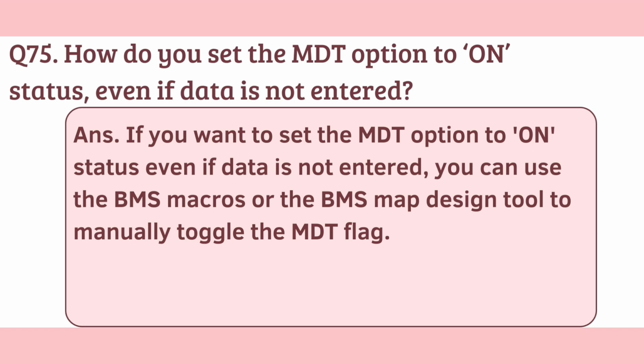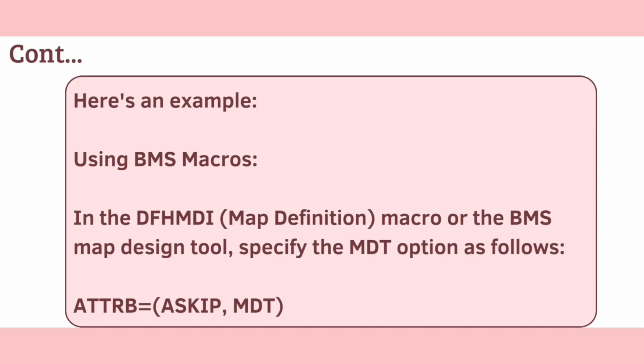Moving to question number 75. How do you set the MDT option to on status even if data is not entered? The answer is, if you want to set the MDT option to on status even if data is not entered, you can use the BMS macros or the BMS map design tool to manually toggle the MDT flag. Here is an example.